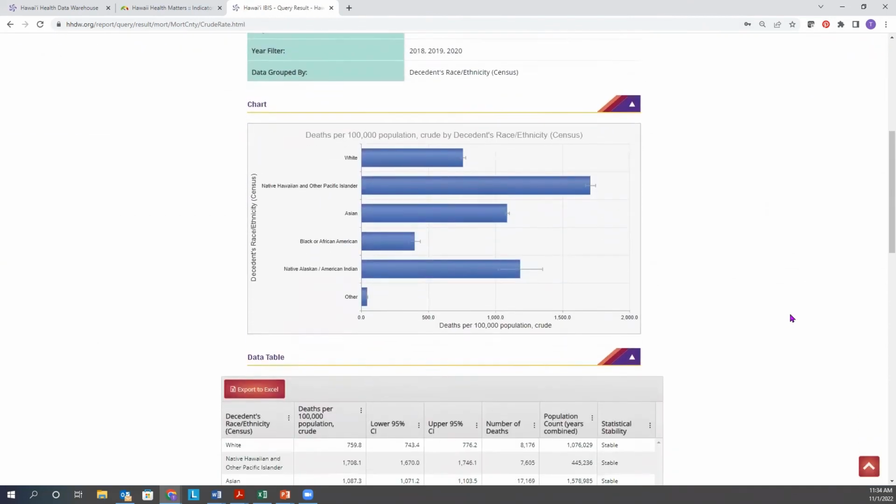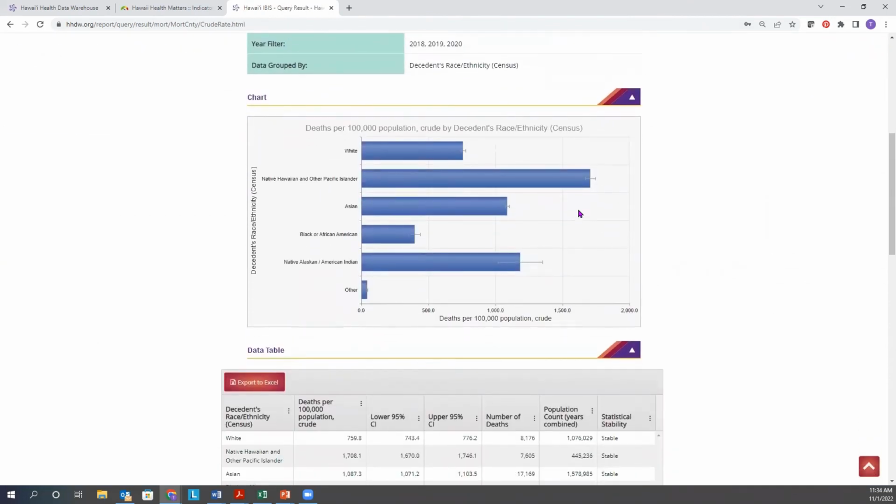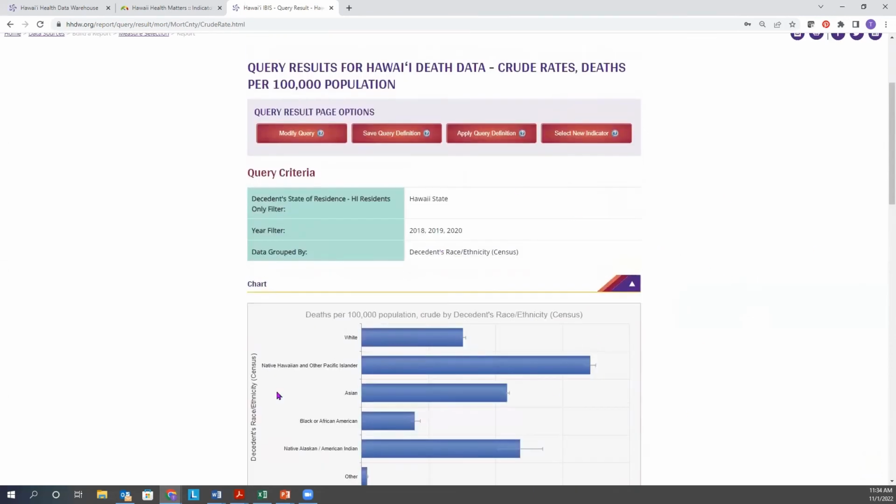And this is going to be the data, so you can see that it's highest for all-cause mortality among Native Hawaiian and other Pacific Islanders, then followed by Native Alaskan American Indians, then Asian, and then among whites and Black or African Americans. And I can run the same thing by hitting not the crude death rates, but the age-adjusted death rates. But while we're here, I wanted to do the next part of the second question, which is looking at them by Alzheimer's disease.